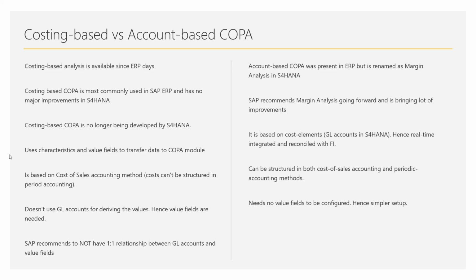And whatever the drawbacks were there in the previous ECC or ERP versions, where account based COPA did not support a few characteristics or a few values, all of that is now being brought into S4 HANA in account based COPA. Also, SAP is renaming account based COPA as margin analysis. So going forward, this is called margin analysis instead of account based COPA. So this is a basic difference between costing based COPA and account based COPA.